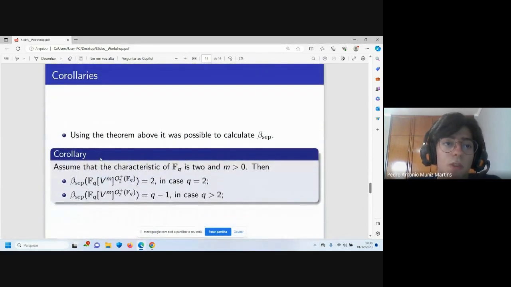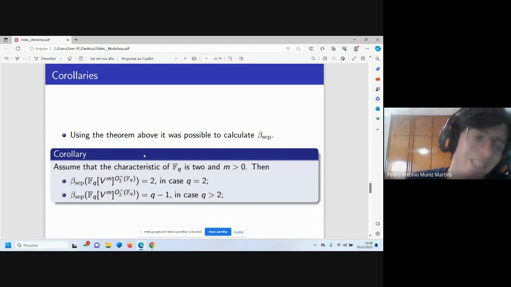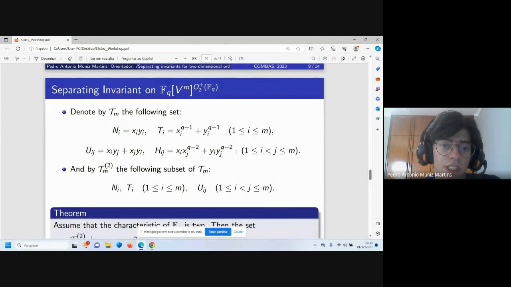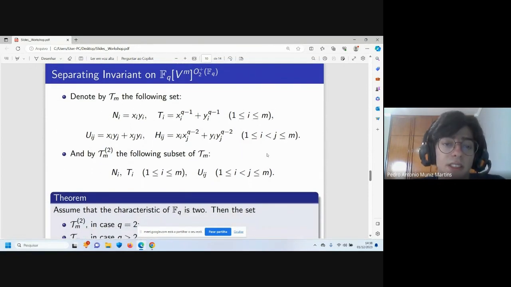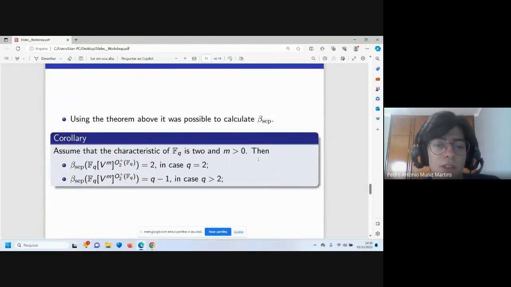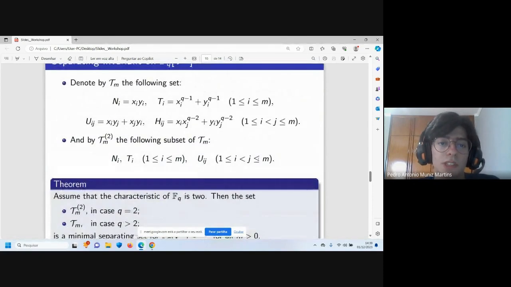With this theorem, it was possible to find two corollaries. This one, using this, makes it really clear how to find the beta sep for this group. When our group just has two elements, the beta sep for this invariant algebra is clearly 2 because of the structure of these polynomials that make the minimal separating set. And when we have more than two elements in our group, the beta sep for this invariant algebra is just k minus 1. Again, it's easy to see just by seeing the structure of tau m.